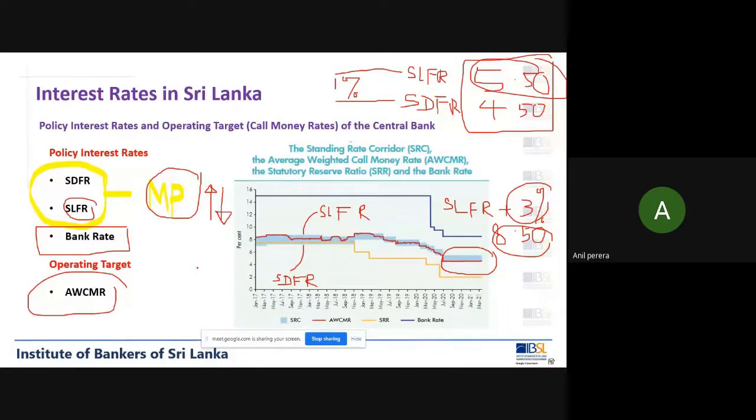Now, call money market we are going to discuss in detail in the financial market discussion. But here, very briefly, the call money market is a kind of day-to-day market within the banks. In that market, the banks who are having excess money are lending. Banks who are having deficit money or shortages of money are borrowing. So banks who are having surplus and banks who are having shortages will transact in the call market.